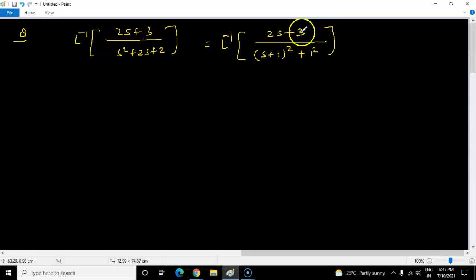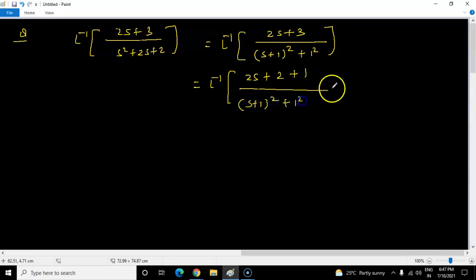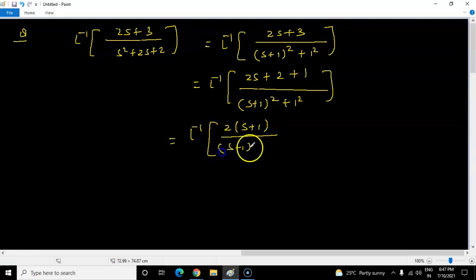Now here 3 is already given, so you do not have to add and subtract anything. Here I can write Laplace inverse of 2s plus, I can write 2 plus 1, because this 2 I can take common, so it will be replaced with s plus 1. So Laplace inverse of, I can write here 2 common, so it becomes s plus 1 divided by s plus 1 whole square plus 1 square separate, and this one 1 upon s plus 1 whole square plus 1 square is also separate.